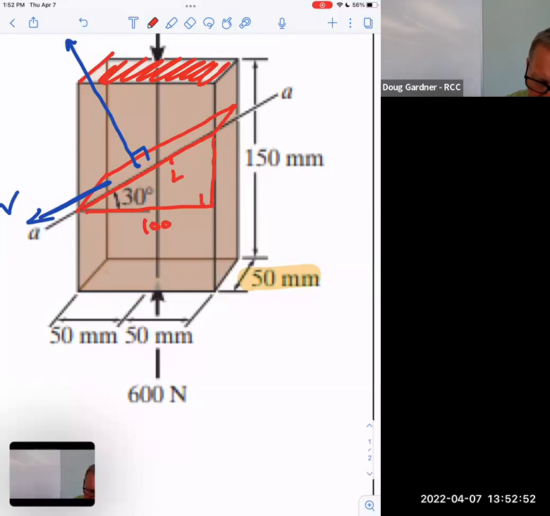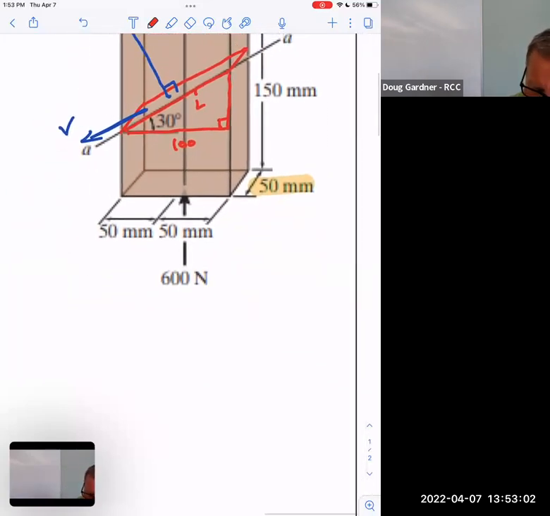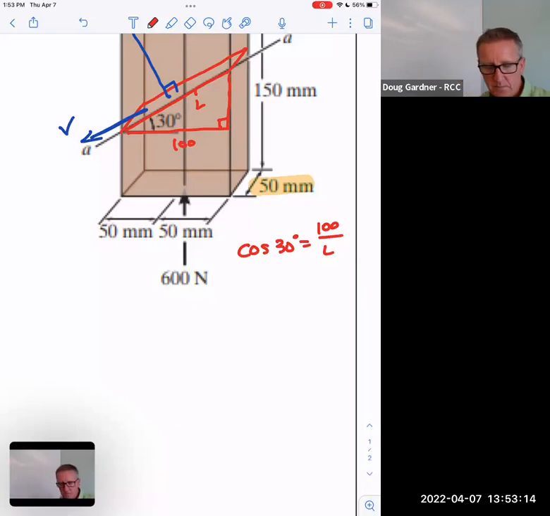Well, now that I can see I made a right triangle out of this, I could say 100 is adjacent and L is the hypotenuse. That's a cosine problem. So the cosine of 30 is adjacent over hypotenuse. So it'll be 100 divided by cosine of 30. Yep, that's exactly right. 100 divided by the cosine of 30. It's 115.47.